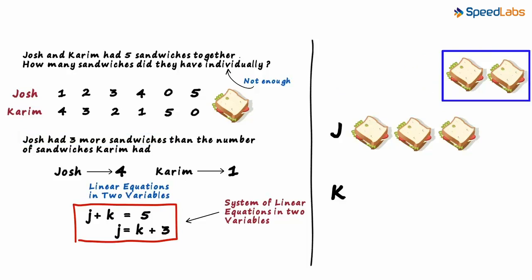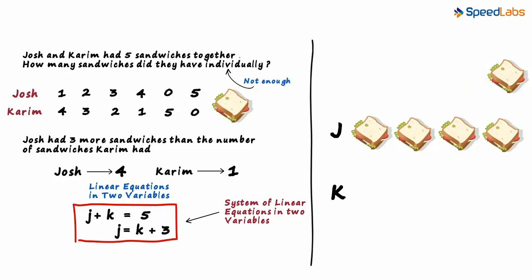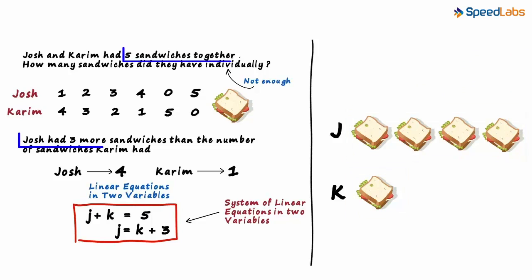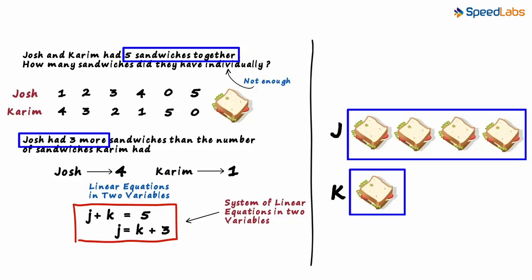We just have to split them equally. 1 to Josh and 1 to Kareem, and that's it. You have your answer. Josh had 4 and Kareem had 1. It satisfies both the conditions. Total is 5 and Josh had 3 more.